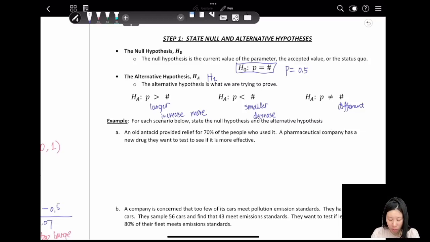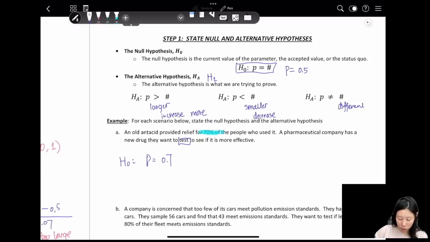An antacid provided relief for 70% of people who use it. A pharmaceutical company has a new drug that they want to test to see if it is more effective. So the keyword is test. That means we are going to use a hypothesis test to run the experiment. So what would be our null hypothesis? Here, 70% of people who use it. So p is 70%. So 70% of people who use it feel relief after they use the antacid.